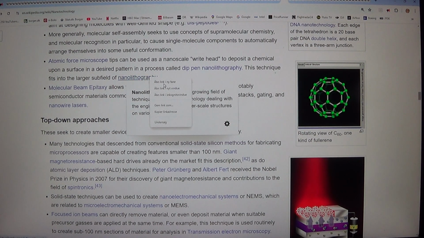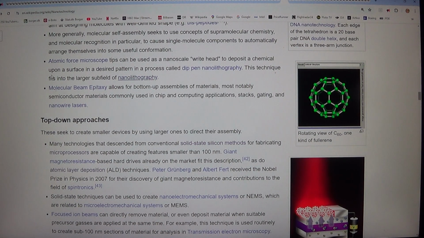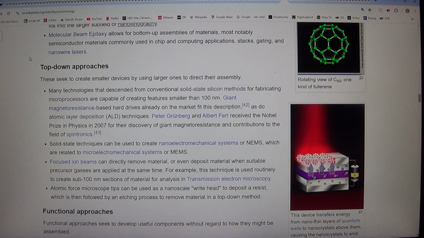Top-down approaches. These seek to create smaller devices by using larger ones to direct their assembly. 1. Many technologies that descended from conventional solid-state silicon methods for fabricating microprocessors are capable of creating features smaller than 100 nm. Giant magnetoresistance-based hard drives already on the market fit this description, as do atomic layer deposition, ALD, techniques. Peter Grünberg and Albert Fert received the Nobel Prize in Physics in 2007 for their discovery of giant magnetoresistance and contributions to the field of spintronics.